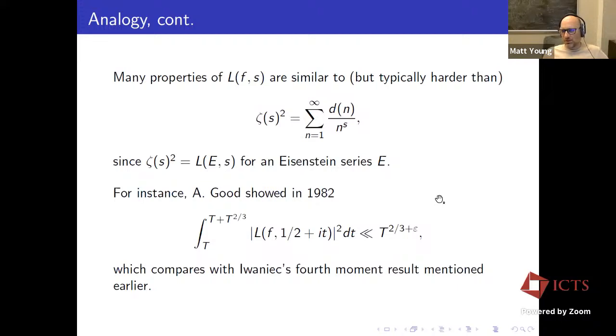Okay, so lots of things are similar, but lots of things are also different. But here's a similarity. Anton Good in 1982 showed a short second moment for this degree 2 L function. He was able to get length T to the 2/3. And so this should be a lot like Ivaniec's 4th moment result. So this L function we should think of as like zeta squared, and so in total this is like zeta to the 4th. It's similar in quality to Ivaniec's result, and this can also be used to deduce subconvexity for this degree 2 L function in the t aspect.